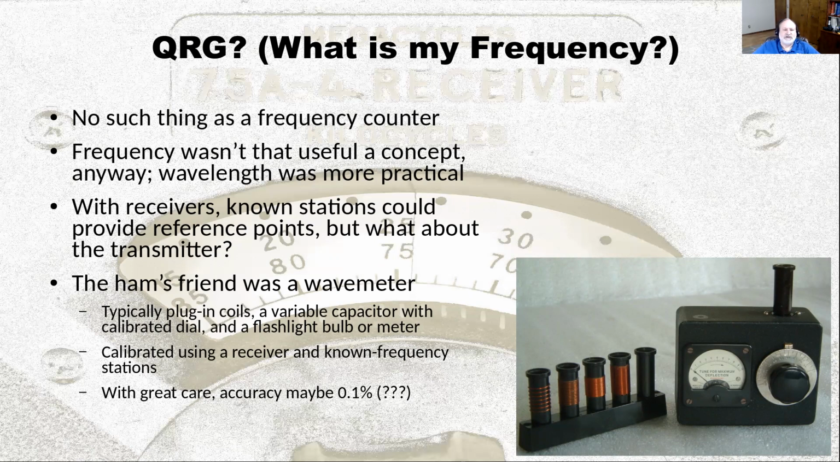With receivers, you could use stations at known frequencies to provide reference points, but what about your transmitter? Well, the ham's friend was a wave meter, and well-equipped stations had one. It was a simple device, typically with a plug-in coil for each band, a variable capacitor with a calibrated dial, and a flashlight bulb or a meter as an indicator. You calibrated it using a receiver with known frequency stations, and then you could set it next to your transmitter, key down, and tune the capacitor for an indication on the meter or the bulb. With great care, you might get accuracy to maybe a tenth of a percent, and we'll talk about that more later.